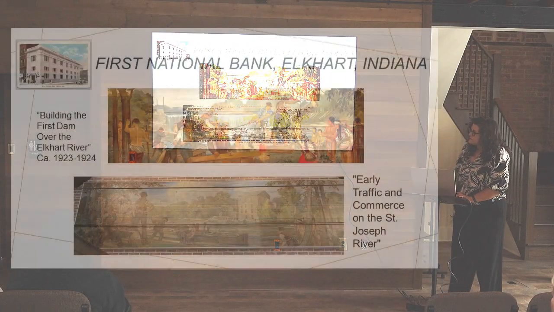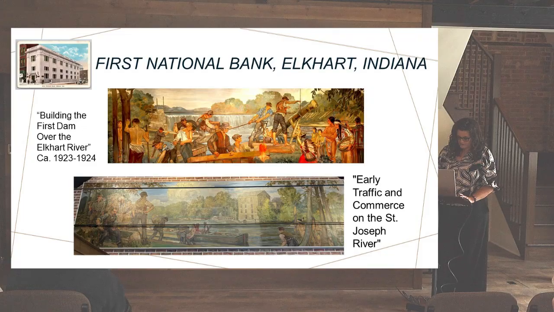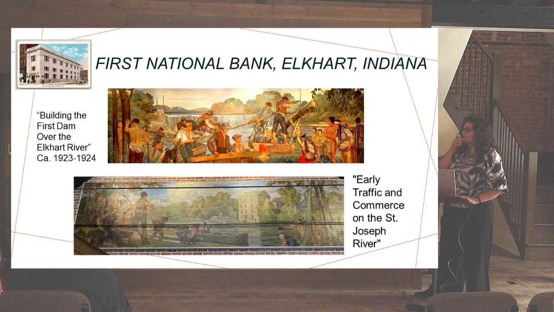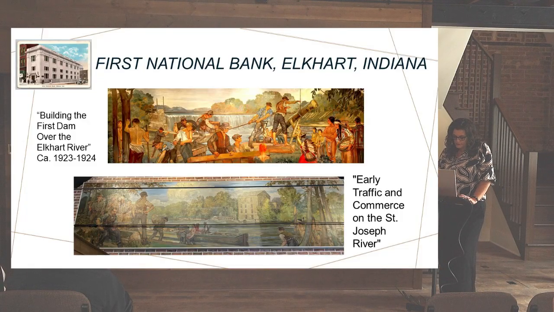Now our next ones are, if you're from Ruthmere or been here, you've probably seen these, as well as when you walked in. So these hung in the First National Bank. Some research showed they were from about 1923, 1924, could be a little bit later in time. But they hung, as I said, in the lobby. So the first one is the building of the first dam over the Elkhart River, which now resides at the Havilah Beardsley House. And then the second one is the early traffic and commerce of the St. Joseph River.